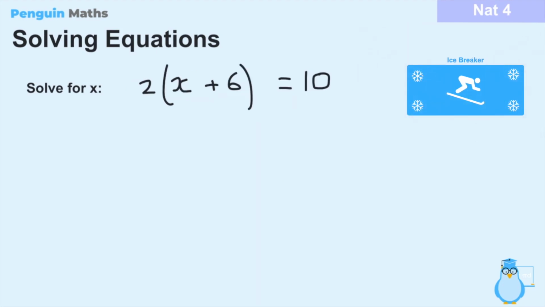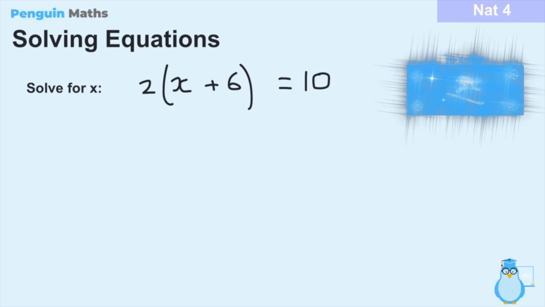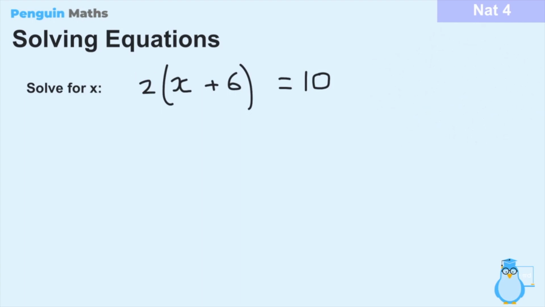Again, we've been asked to solve for x in this equation, and the equation this time reads 2, and then we have a set of brackets here, and inside the brackets we have x plus 6, and that is all equal to 10. So whenever we have a set of brackets and have been asked to solve an equation, we have to get rid of them somehow, and that's what I'm going to teach you how to do right now.